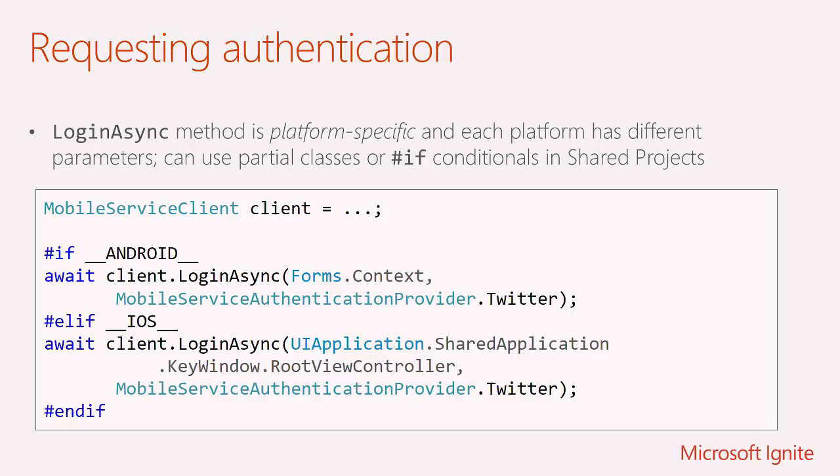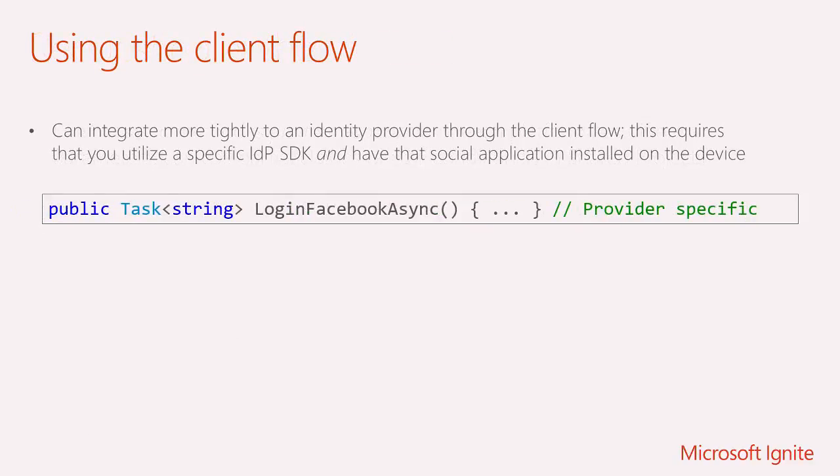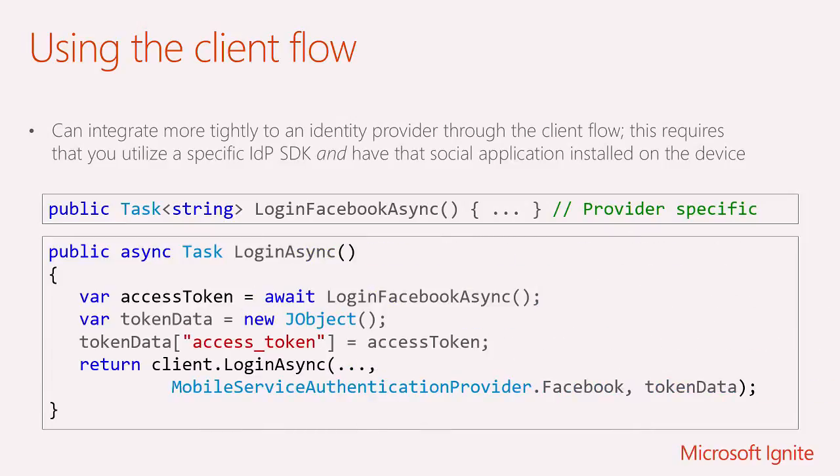So for Android, you'll need the main activity. So the forms context is the main activity there. And in iOS, you'll need access to the UI application, shared application, key window, root view controller. All right. So the client flow is a little bit different. Typically you need to refer directly to that particular client's API. So Facebook has one, Google has one, Active Directory has one as well. And those are pretty popular options.